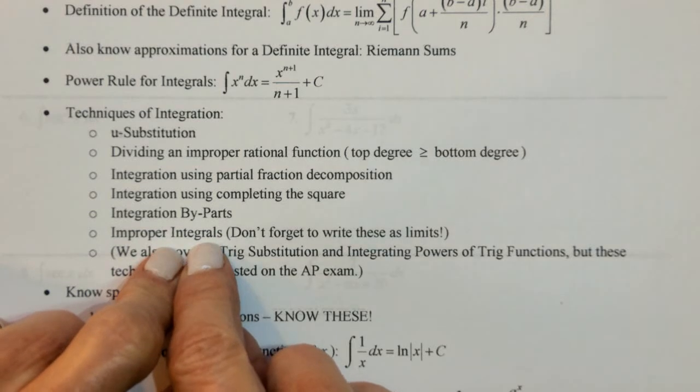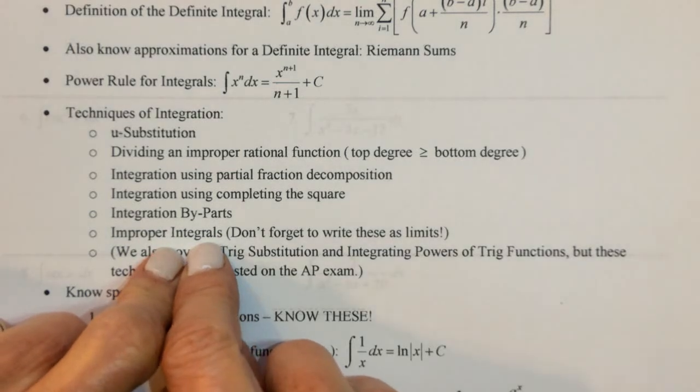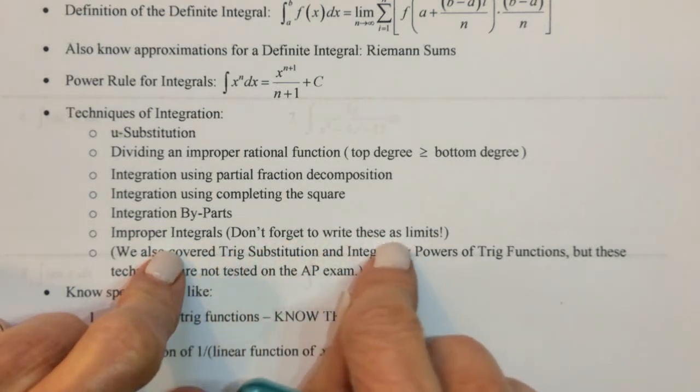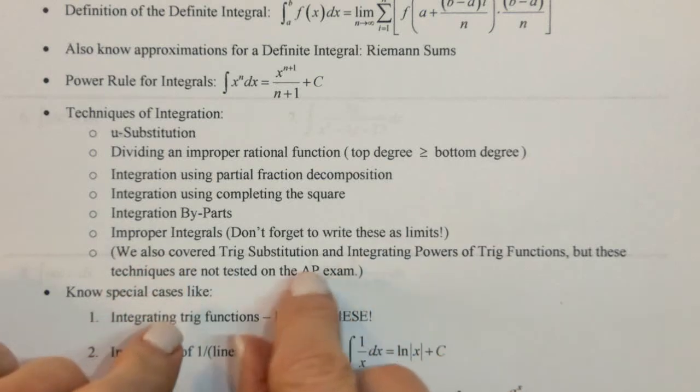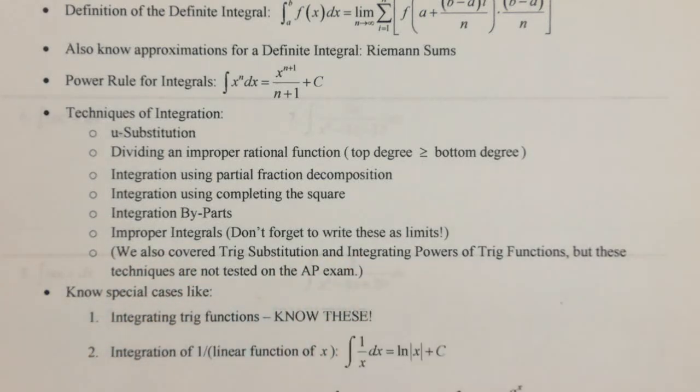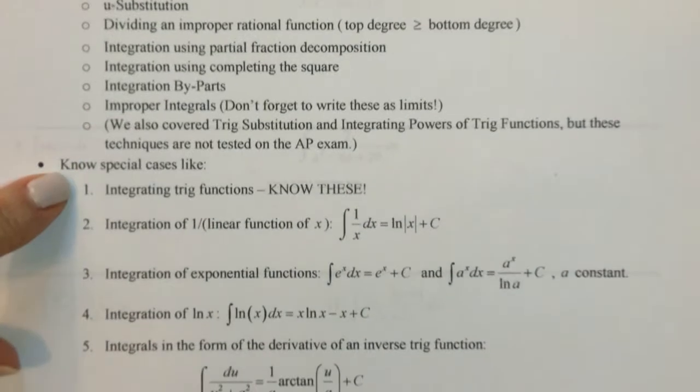Improper integrals, where perhaps one of our boundaries is infinity or one of the boundaries is the location of a vertical asymptote. We always remember to write these as limits. We also covered trig substitution and integrating powers of trig functions. Those techniques are not tested on the AP exam. So that's a very brief overview of the different techniques.